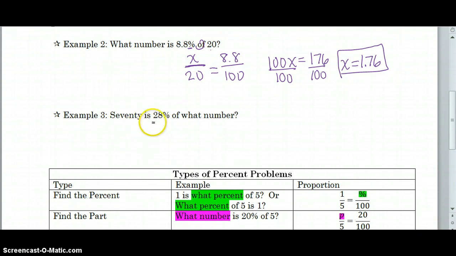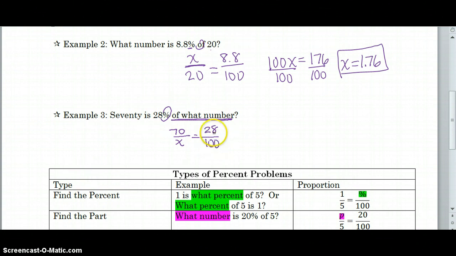All right, the only other scenario we're going to encounter is when they say 70, they give us the number first, is 28% of what number? Of what number? So 70 is part of what whole? We don't know the whole. Whenever they give you the percent, you immediately know that's going to be over 100. So the right side is almost a no-brainer.